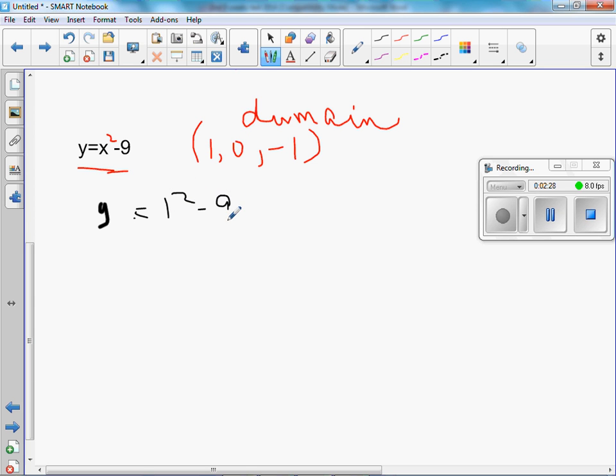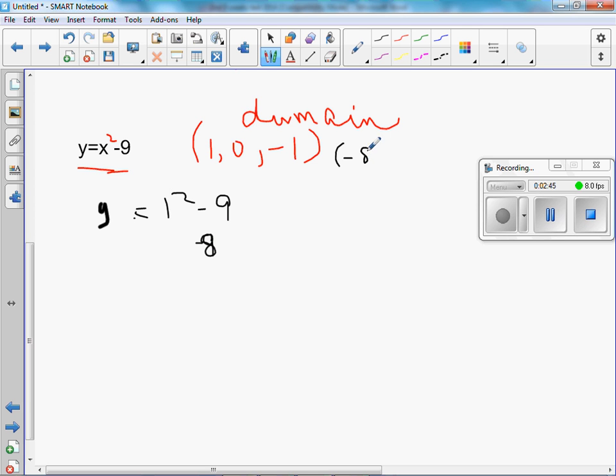Oh, my pen isn't writing real good. So this 1 squared is 1 minus 9 and gives you a negative 8. So when you have x is 1, then you know the y is negative 8. I don't know why I wrote negative 9. So that means it's negative 8.